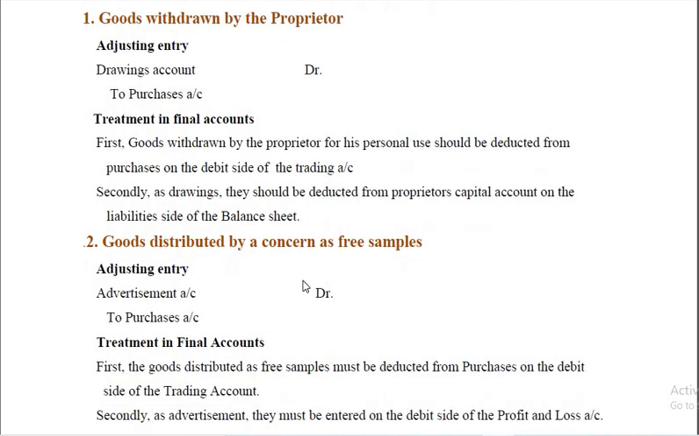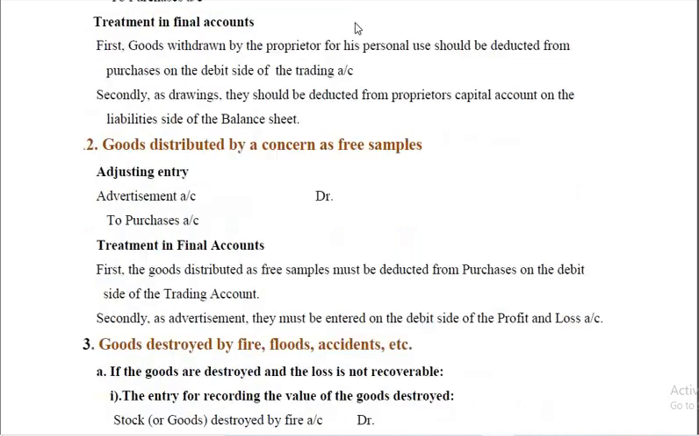Normally, an adjustment should be treated twice, once in the trading and profit and loss account and again in the balance sheet. So first, in the trading account, from purchases you're deducting the goods withdrawn from the business for personal use. Secondly, in the balance sheet, that is deducted from the capital account of the proprietor. That's about treatment of goods withdrawn by the proprietor in final accounts.